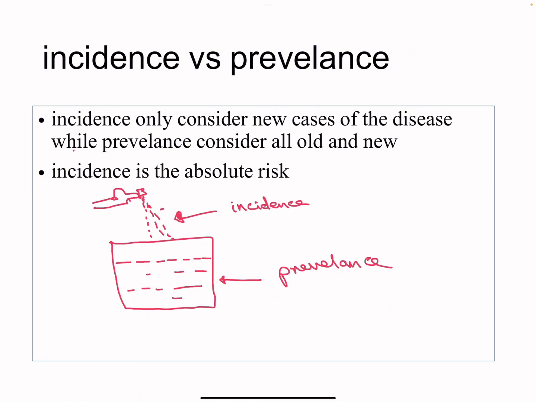Incidence and prevalence. Incidence only considers new cases of the disease, while prevalence considers old and new cases. Incidence is the absolute risk.